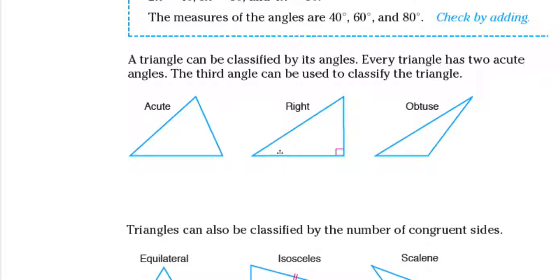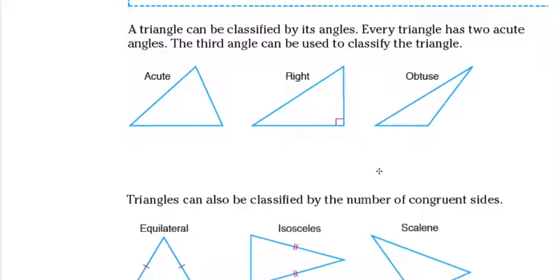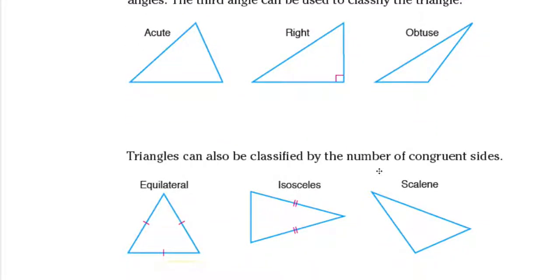And if you have a right triangle, you still have two acute angles, but one right angle, which has a measure of 90 degrees. And if you have an obtuse triangle, you still have two acute angles, but one obtuse angle. Remember the definition of an obtuse angle is an angle that measures more than 90 degrees but less than 180 degrees.